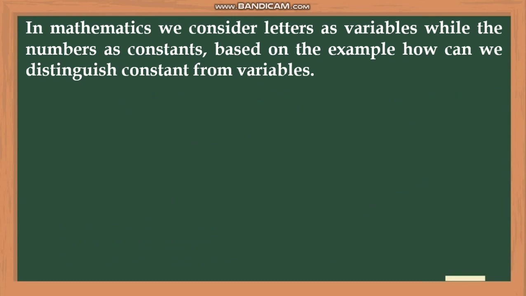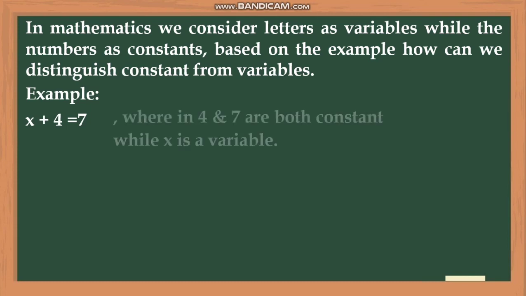In mathematics class, consider letters as variables while the numbers are constant. Based on the example, how can you distinguish a constant from a variable? For this example, can you identify what's the constant and what's the variable? I will give you 3 seconds. Okay, class, I hope you get it. Wherein 4 and 7 are both constant, while x is a variable. So we all know that 4 and 7 cannot be changed, while x is any number and it is interchangeable.